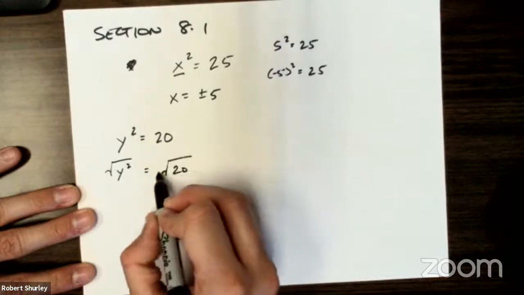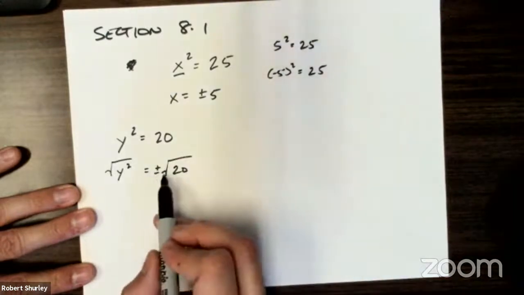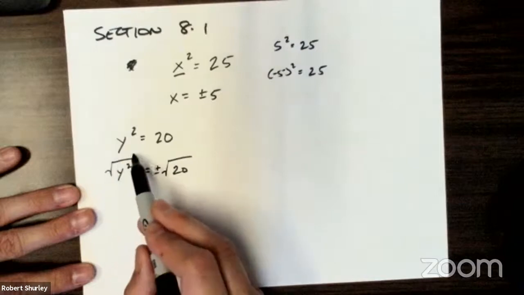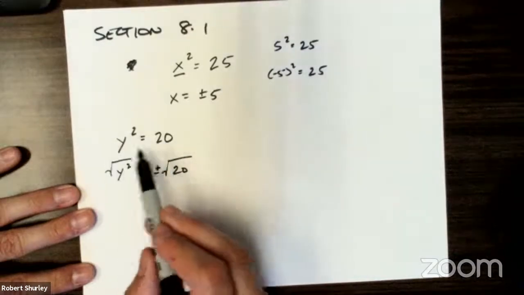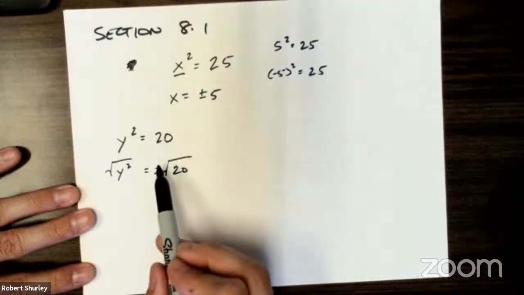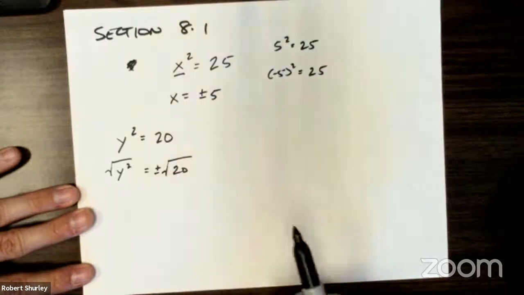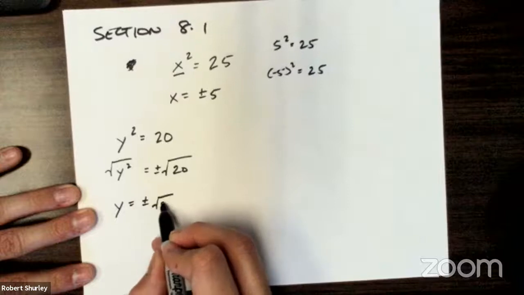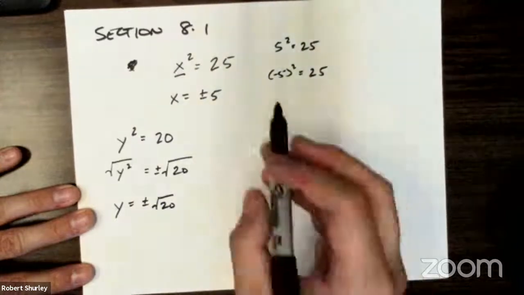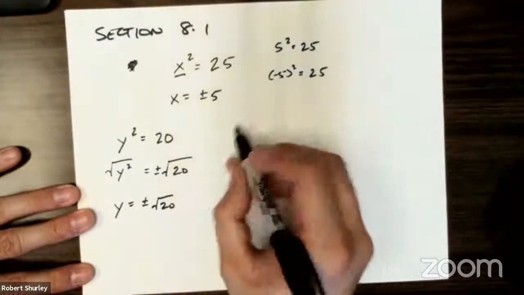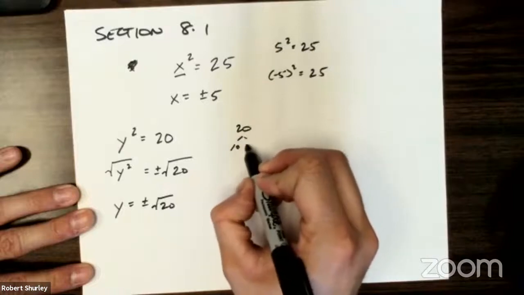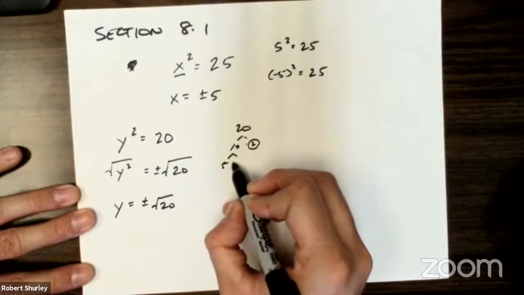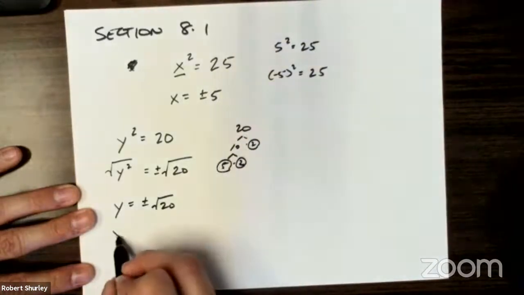But when I do that, I'm going to attach a plus or minus. Every time I take a square root of both sides, I attach a plus or minus to the number side. So we get y equals plus or minus the square root of 20. Now, I'm going to simplify this square root of 20, right? 20 is 10 times 2, 5 times 2. So I could take a 2 out.